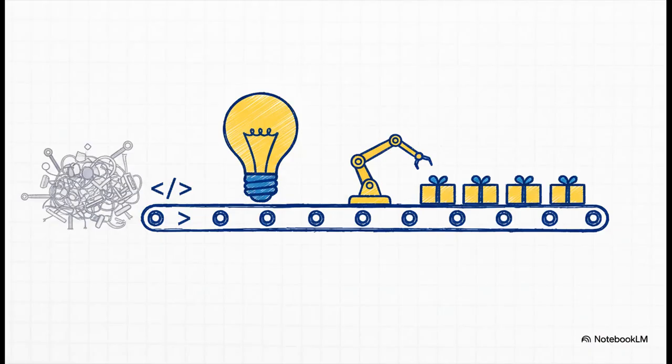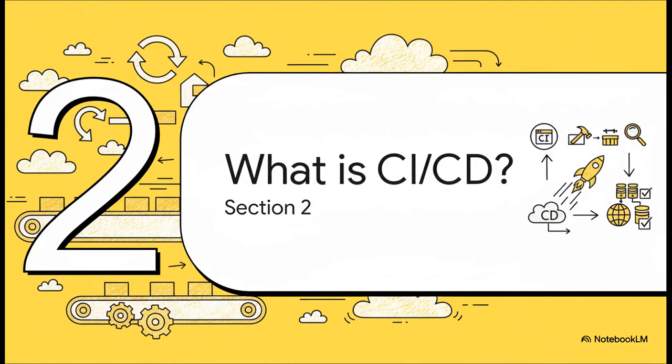All that pain led people to ask a really important question. What if we could build something better? What if we could have an automated factory for our code? A system that could take the raw code from a developer and just reliably test it, package it, and deliver it to users without all the drama. And that idea, that's what brings us to the core philosophy behind this whole modern assembly line, CI/CD.